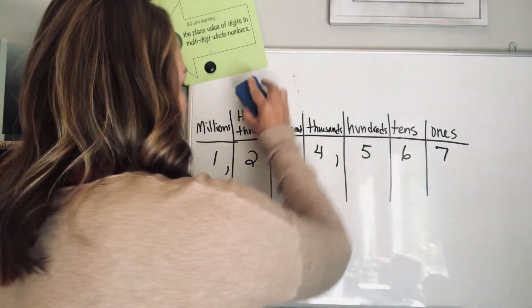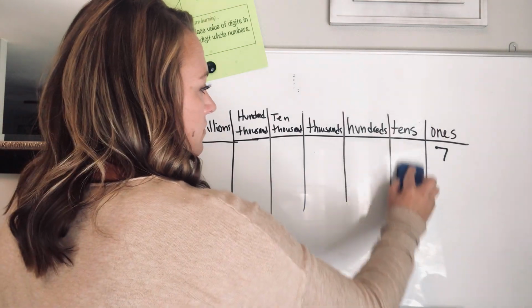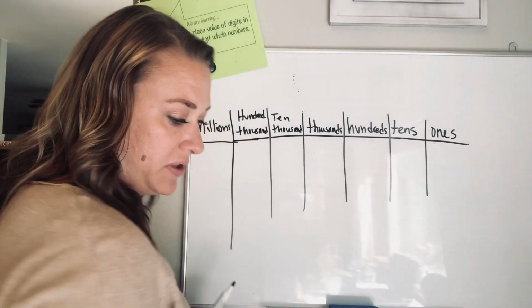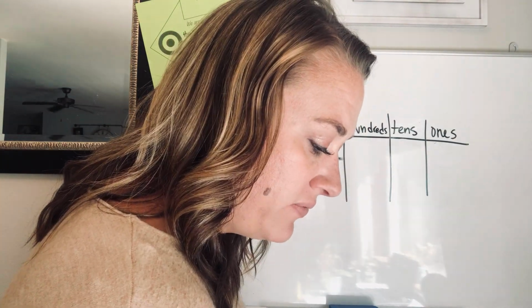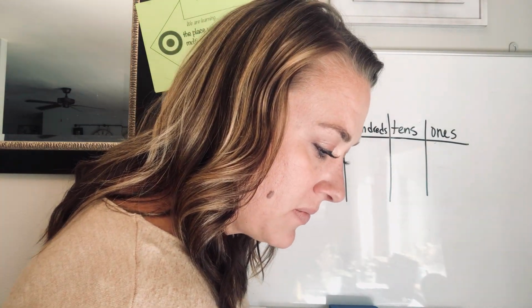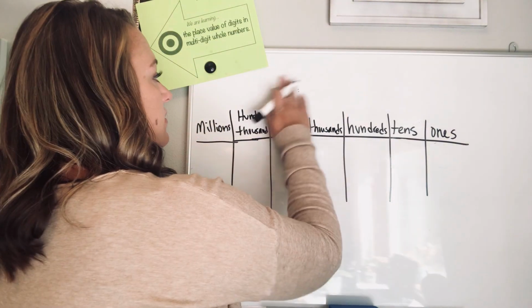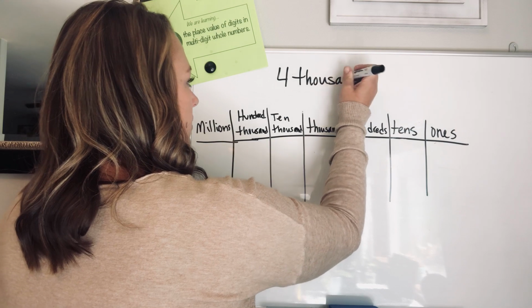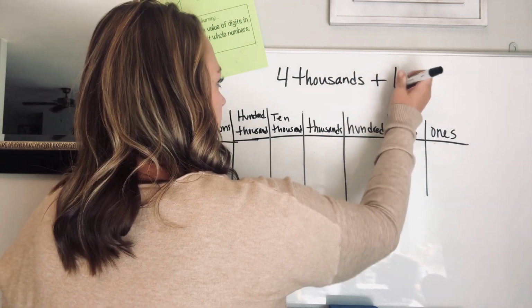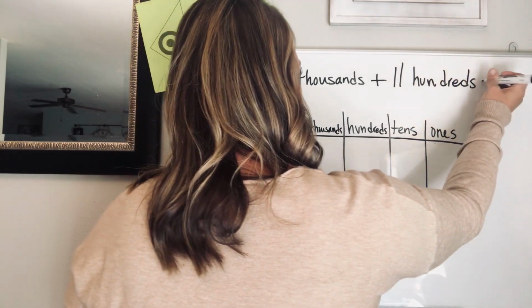So now we're going to use our place value chart to help us represent numbers, showing what they would look like in standard form and converting it from an expression. Okay, so it's going to look like this. If I had 4 thousands plus 11 hundreds, what's our value going to be?